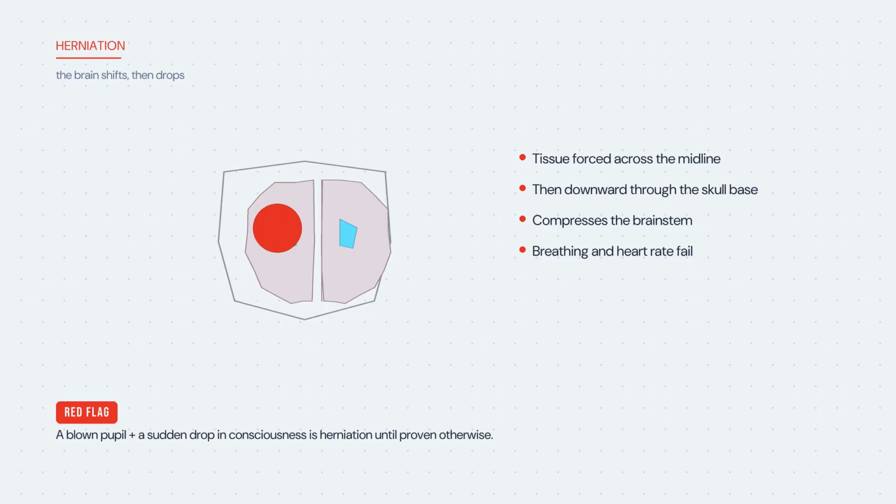If the pressure is not relieved, the brain does the only thing it can. It shifts. Tissue is forced across the midline, and then downward through the only opening in the box, the base of the skull. That is herniation, and it compresses the brainstem, the part that runs breathing and heart rate. A blown pupil and a sudden drop in consciousness are herniation until proven otherwise.